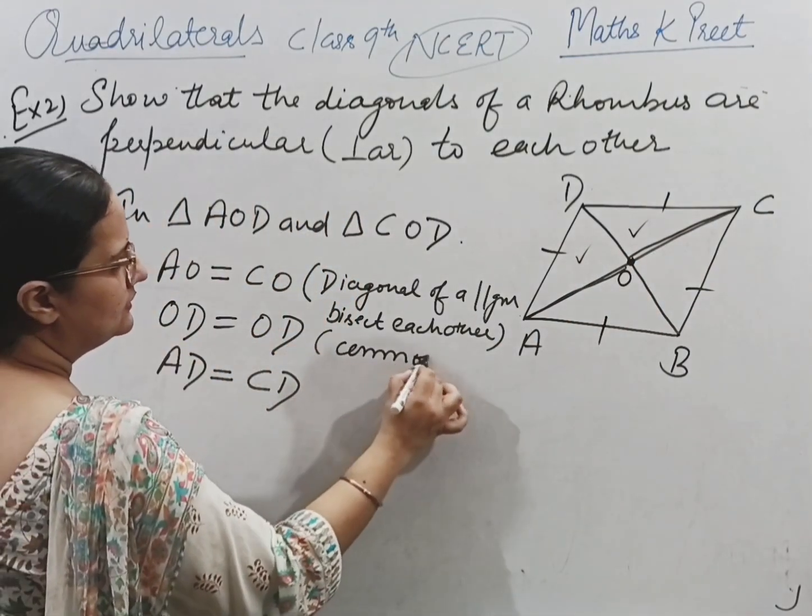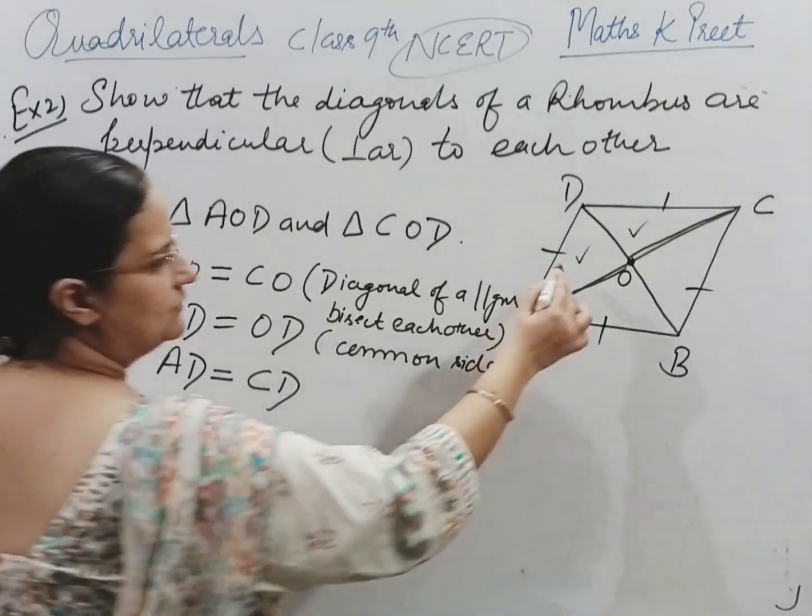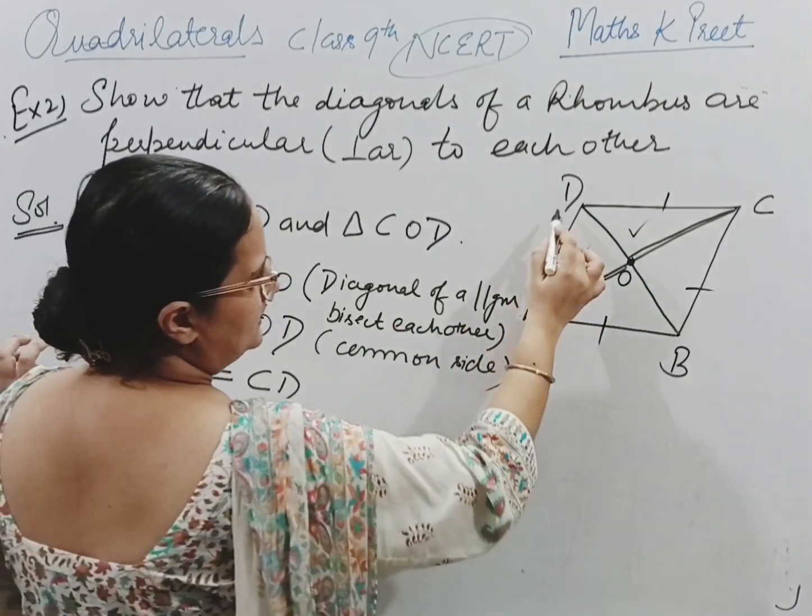OD is what? This is a common side of these two triangles. This is common here. Why is AD equal to CD?